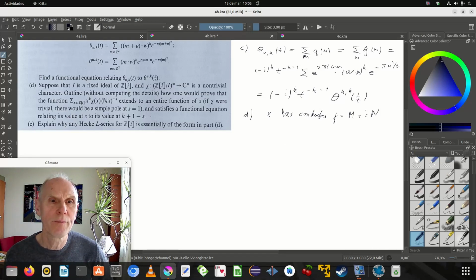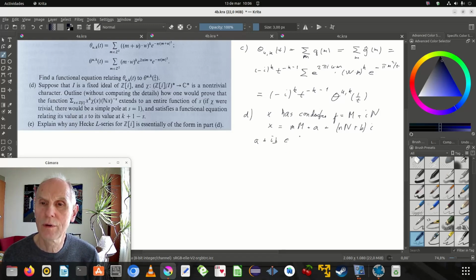And that means that in this sum we can write x as m times m plus a plus n plus b times I, where a and b run through the residue field, and m and n are integers.